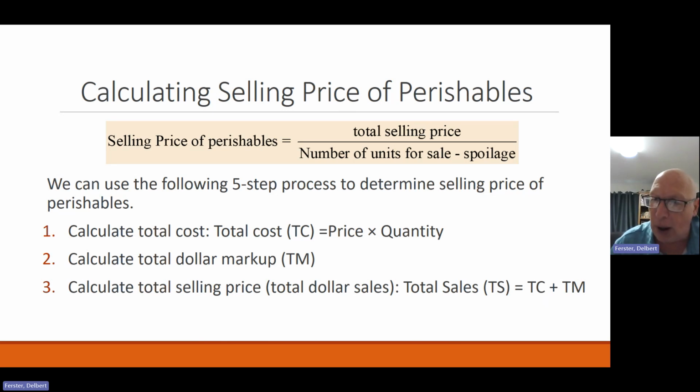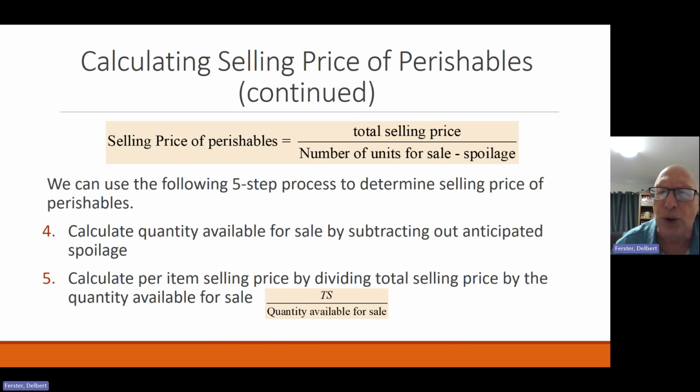We'll figure out the markup, and we realize that can be based on selling price or can be based on cost. We'll calculate the total selling price by taking the total cost and adding the markup figures. And then we'll figure out what we have to do to account for the fact that some of this stuff is not going to be able to be sold as we try to find out how much we'll sell the remaining things, the things that are good. All right, how much should we price those individually so that we recoup the desired amount? Okay, it's not that difficult. Let's go look at a problem.